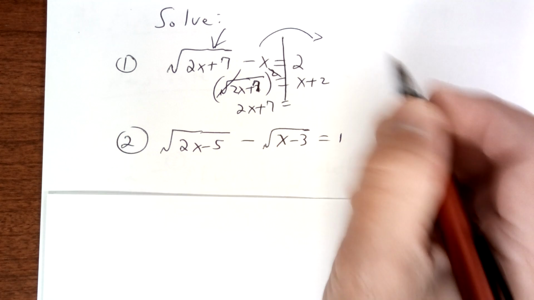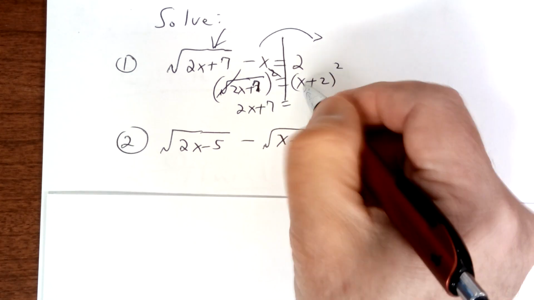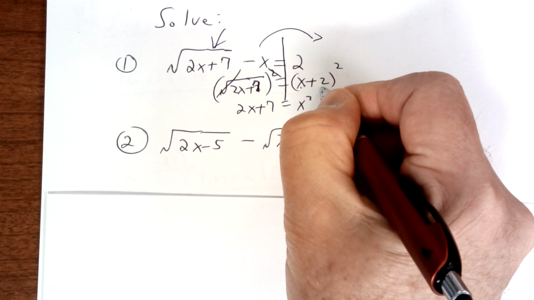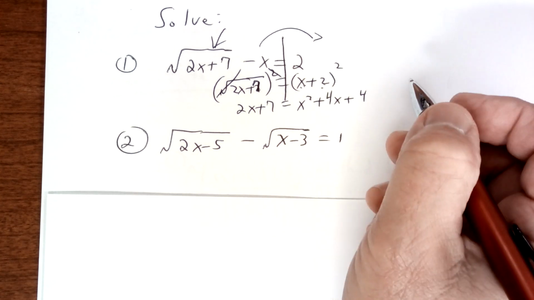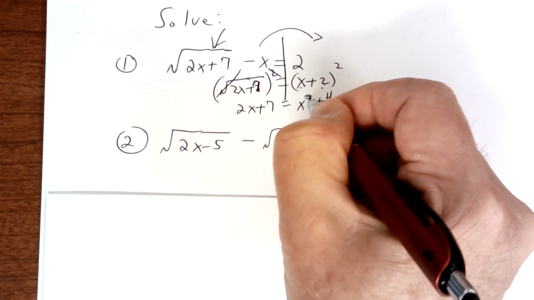Now here you have to do FOIL. So x times x is x squared. This times 2 is 4x. And then 2 times 2 is 4. Once you get this, you want to go ahead and get the x squared.